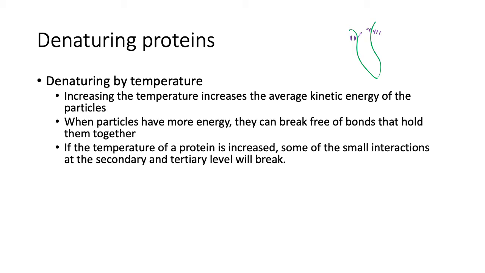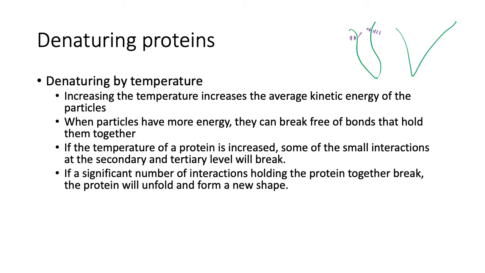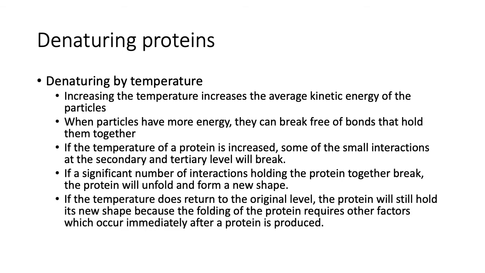If that bond is broken, then it's likely that this thing just turns into some wider shape, and then it's no longer in the original shape that it's supposed to be in, and then it's denatured. If a significant number of interactions holding the protein together break, because you have to break quite a few of them, then the protein will unfold and form a new shape. Even if the temperature does return to the original level, the protein will still hold its new shape, because the folding of the protein requires other factors which occur immediately after a protein is produced.